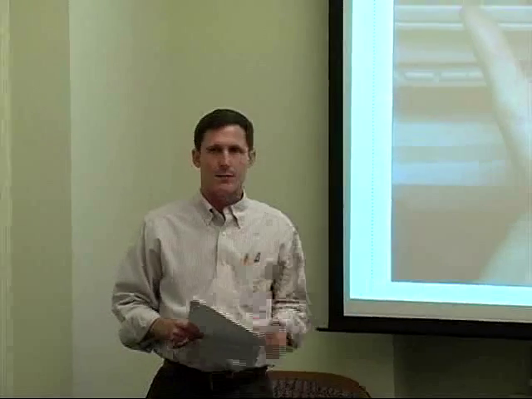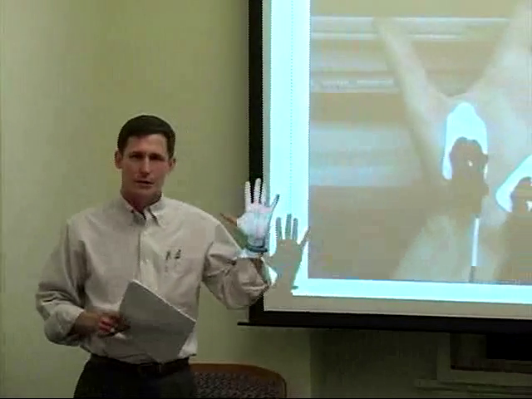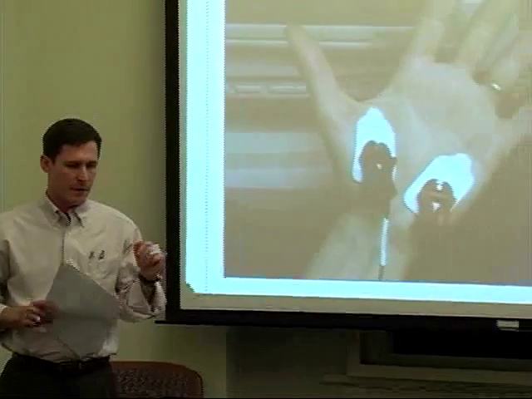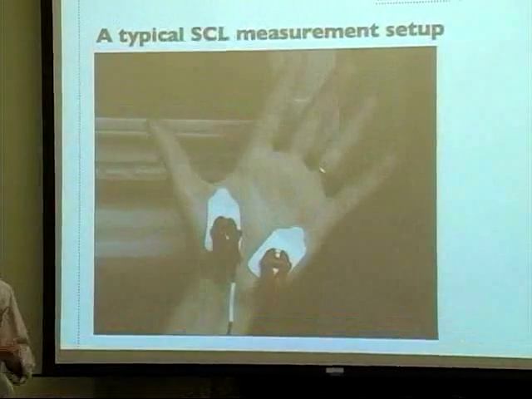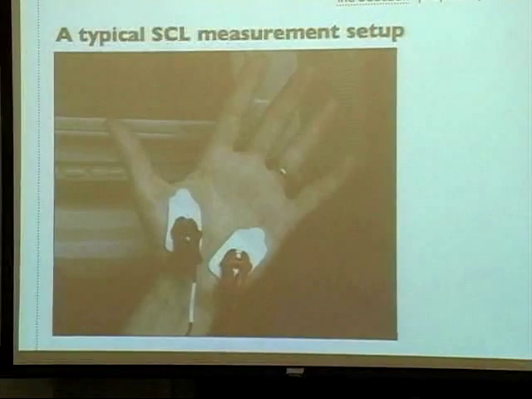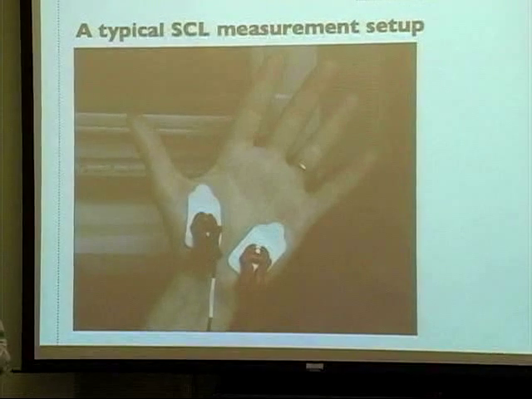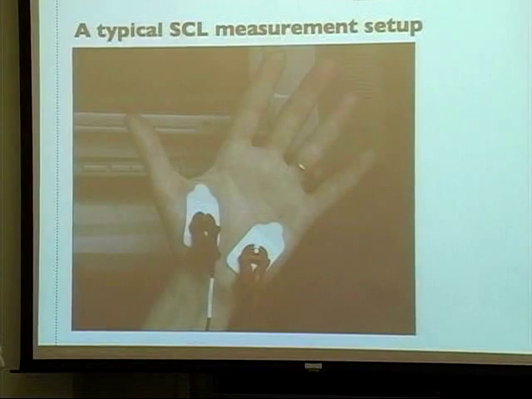So this is a typical SCL measurement setup. As I was just mentioning, the eccrine glands are on your hands and on your feet. You'll notice there are two electrodes attached to the participant's hand here, and then two leads that connect back to the sensor. And a very low voltage is passed through the sensor to do the measurement.